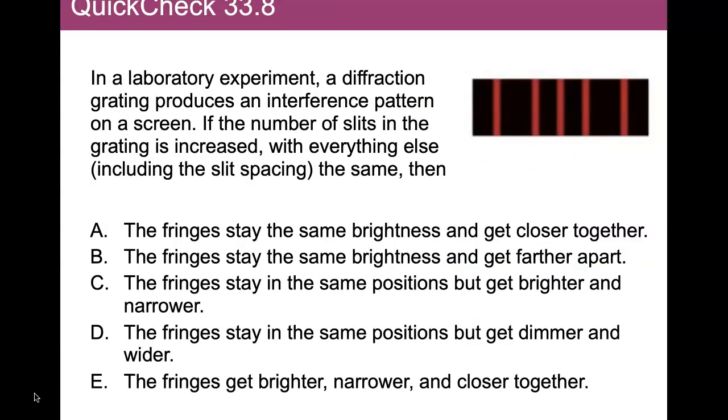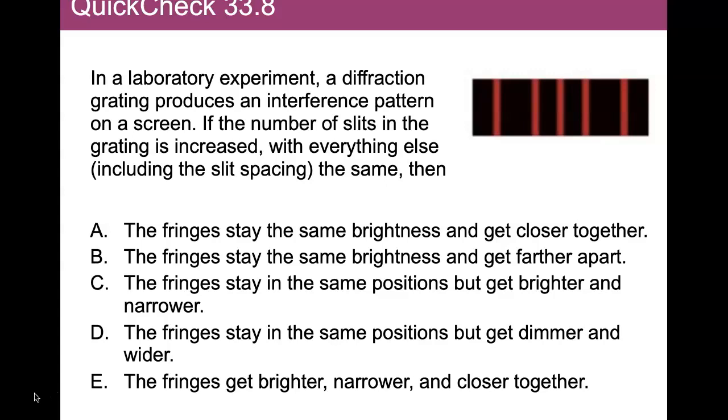All right, so here's a quick question. Pause the video, read it, and try to find the answer. Okay, so I hope you managed to find the correct answer. We have a lab experiment with a diffraction grating that produces an interference pattern on the screen. If the number of slits is increased with everything else, including the slit spacing, the same, then what happens to the fringes?